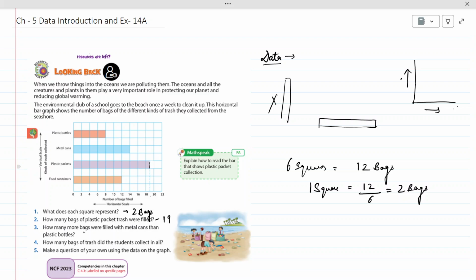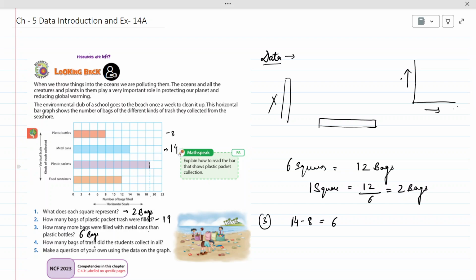How many more bags were filled with metal cans than plastic bottles? So for metal cans we have 14, and for plastic bottles we have 8. So how many more? How can we find this out? This is 14 minus 8. That is 6. So there were 6 more bags of metal cans.